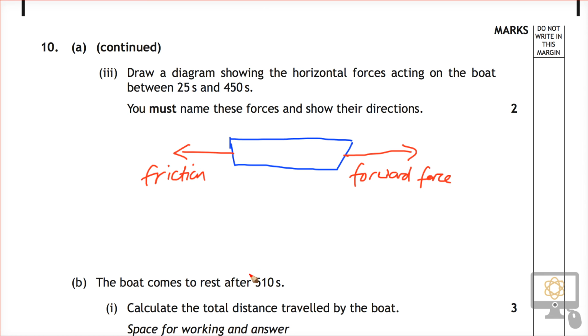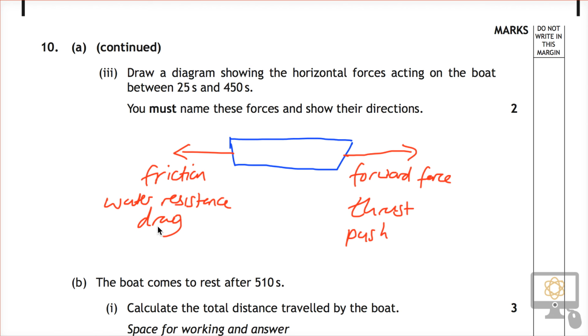Now according to the marking scheme, there are some other possible names for these forces. We could say thrust, or we could use the push, or the pushing force, and acting to oppose the motion, we could say water resistance, or indeed drag. You wouldn't get any marks if you said air friction or air resistance, because the key opposing force relates to the water in this instance.